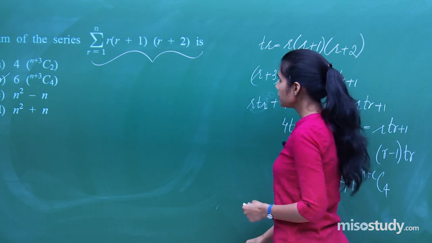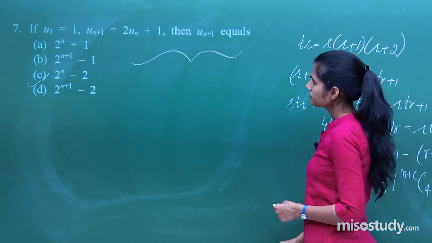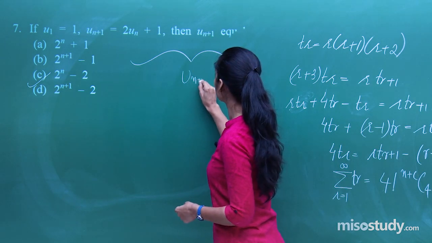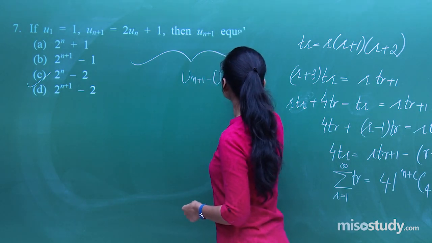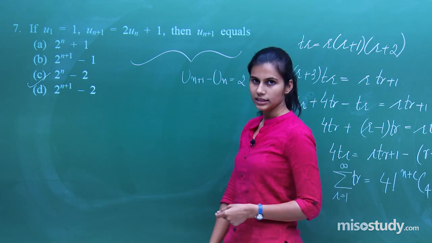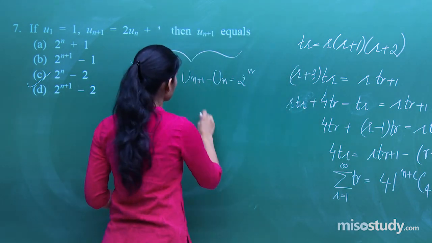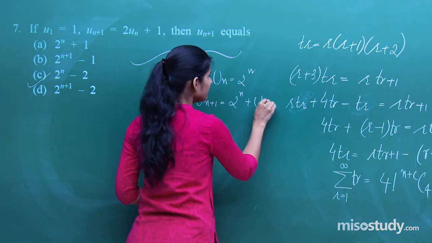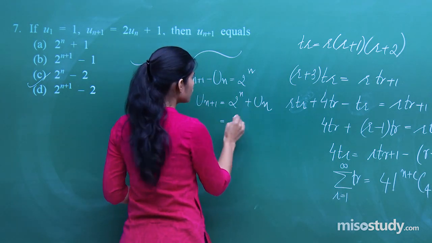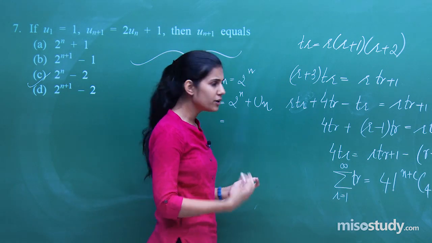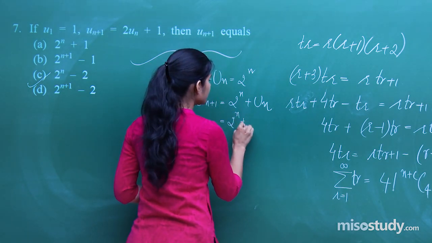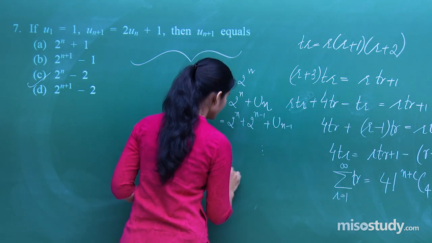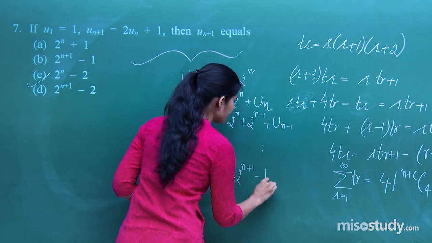So here also, in the previous question, what did we see? When we had established that un plus 1 minus un was 2 to the power n, the next step was to say that un plus 1 is 2 to the power n plus un. So you keep on extending things. This becomes 2 to the power n minus 1 plus un minus 1 and so on. And that is what gives you 2 to the power n plus 1 minus 1.